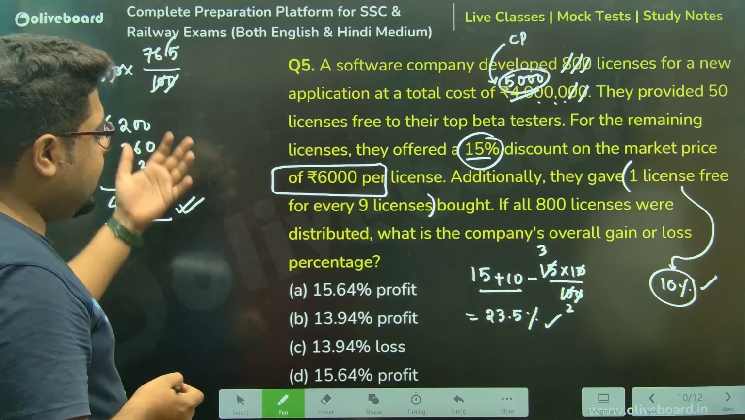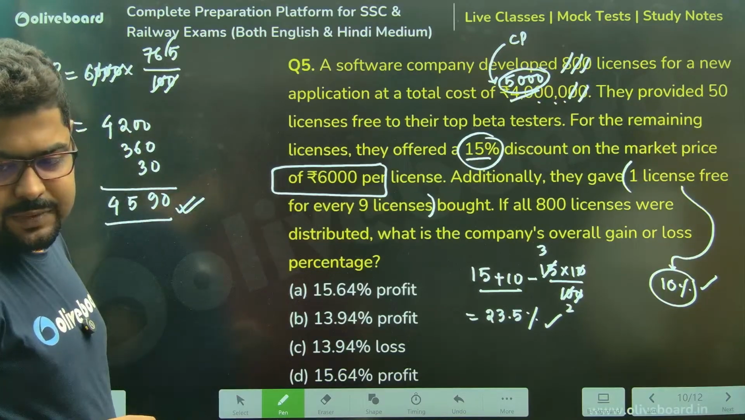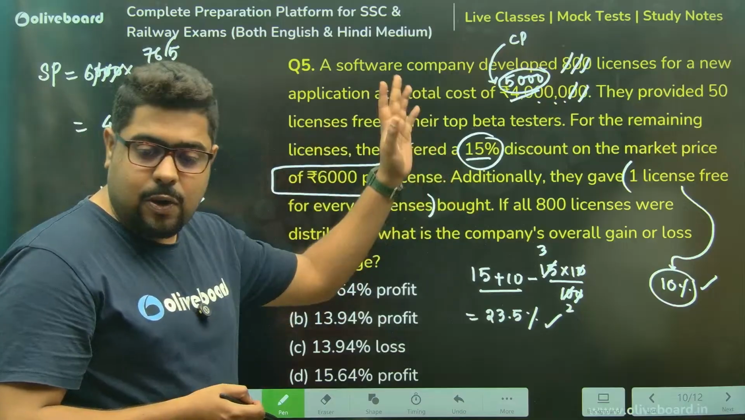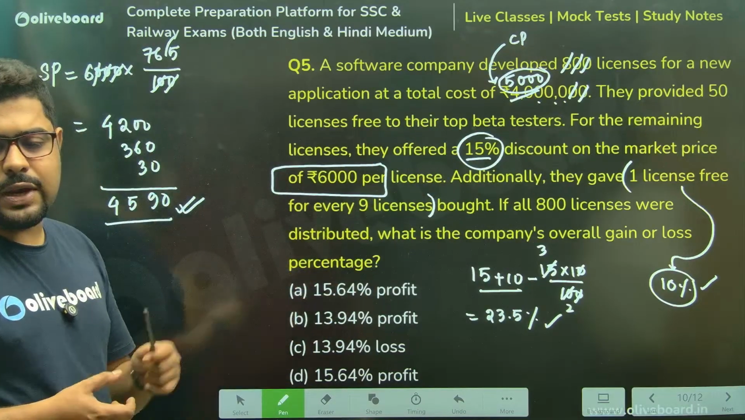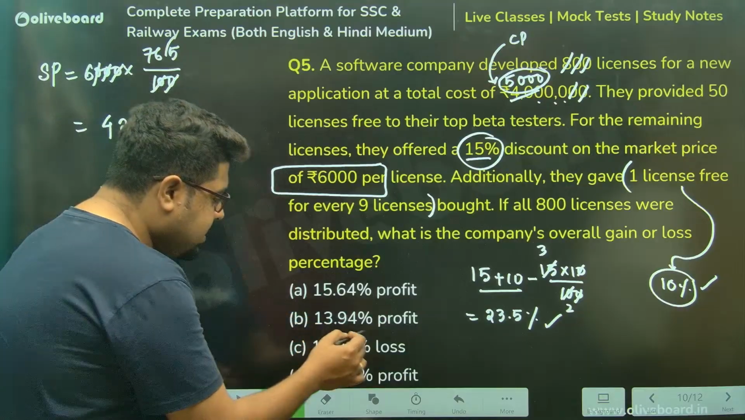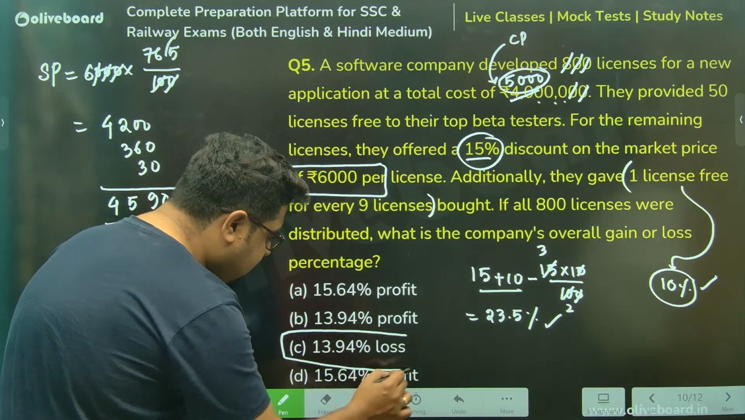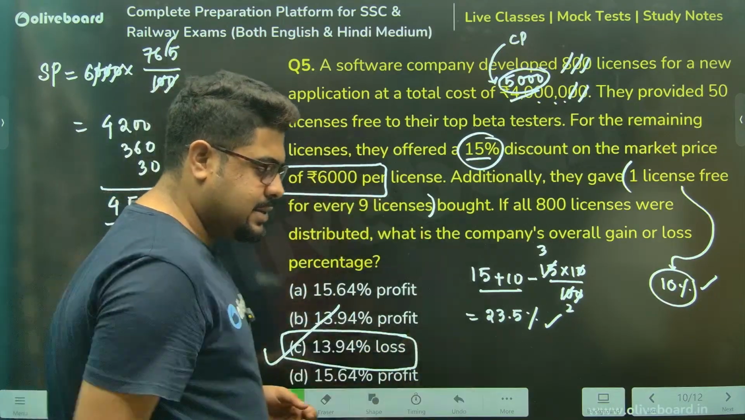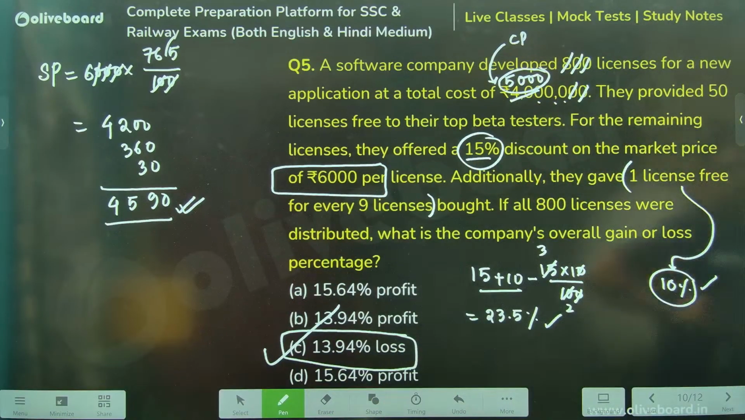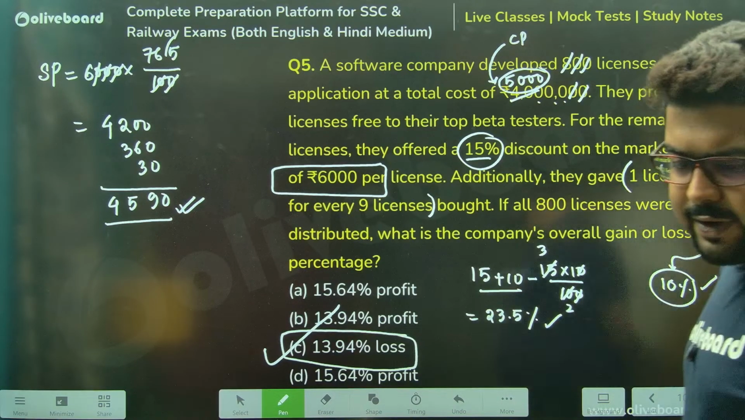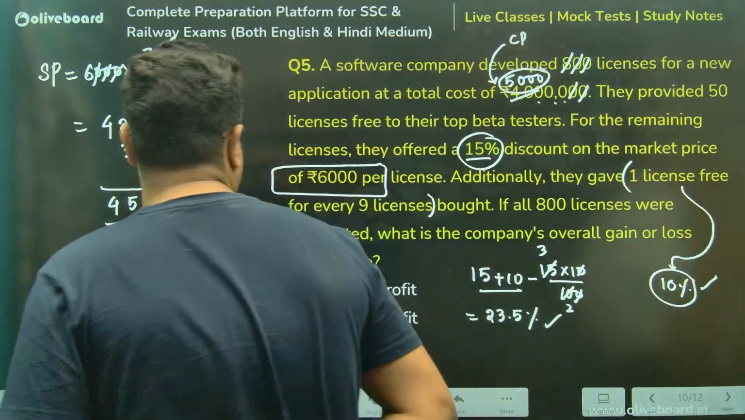So again, I can see they are selling it for loss on every license, and also they have given away something free. From this line, I don't need to do anything forward, because there is only one option where they are saying loss. That will be my answer. So I can simply say that is your answer, sir. Clear, everyone? Simple question. Very simple question.